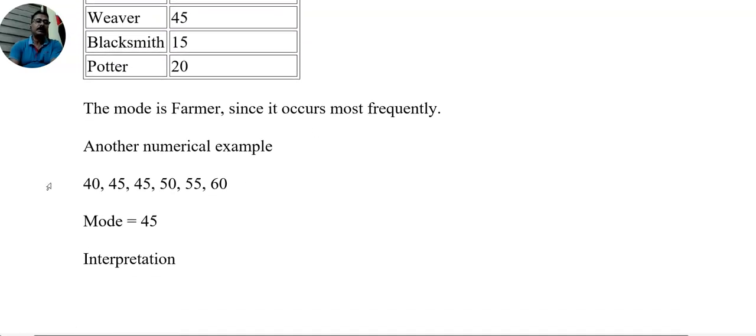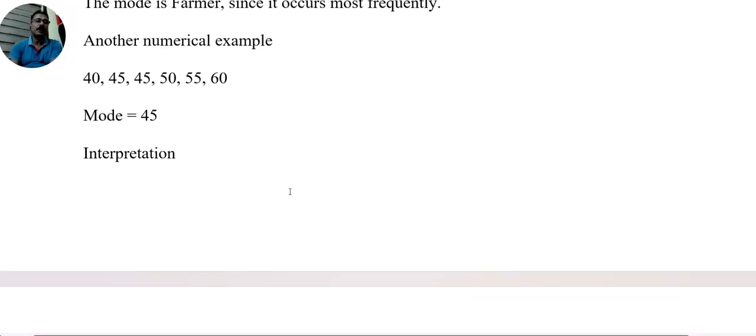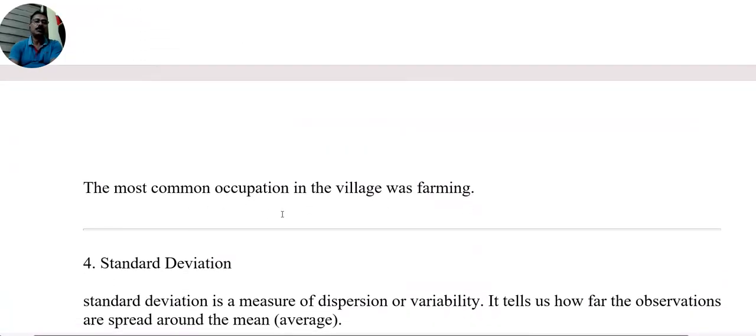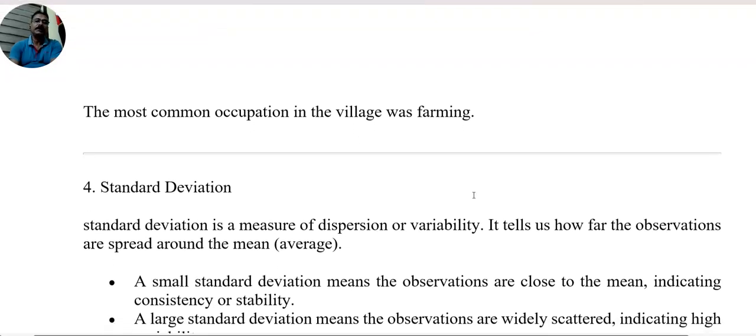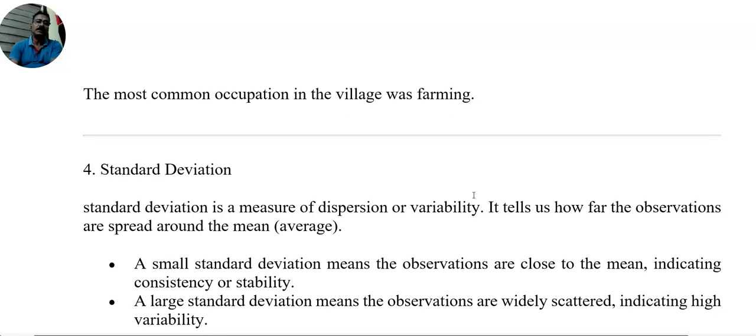Another numerical example is like this: 40, 45, 45, 50, 55, 60. So only 45 occurs two times. So the mode is 45. Interpretation, how can we interpret this? The most common occupation in the village was farming. In the numerical case, 45 is the answer.